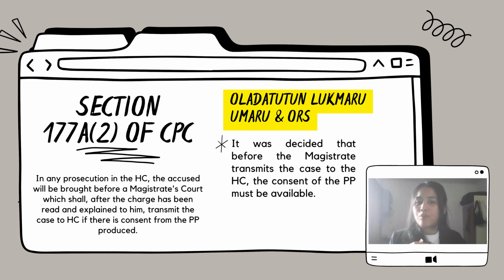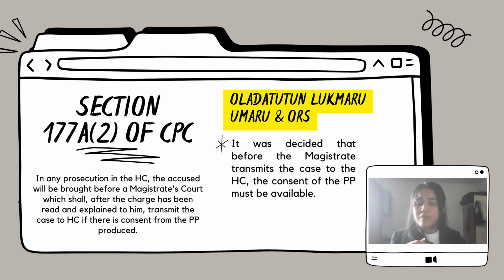It is also important to note that if the accused is brought to the magistrate court without the approval of the public prosecutor, the accusation will merely be read to him and explained, but he will not be asked to answer a plea. Let us take a look at the case of Ola Datutun, Lukmaru, Umaru, and others. It was determined that, in this case, the public prosecutor's permission must be on hand and available before the magistrate transfers the matter to the High Court.